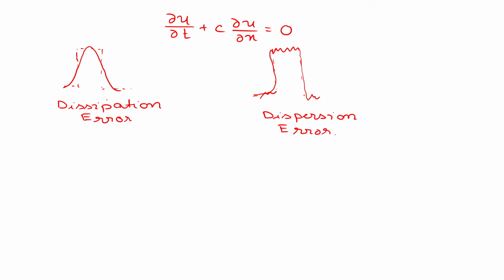To analyze why this happens, you need to do the von Neumann stability analysis, which requires very rigorous mathematics. Then you can see that there is an error in the amplitude. That causes the dissipation error when we have even order derivatives in the leading term of the truncation error.